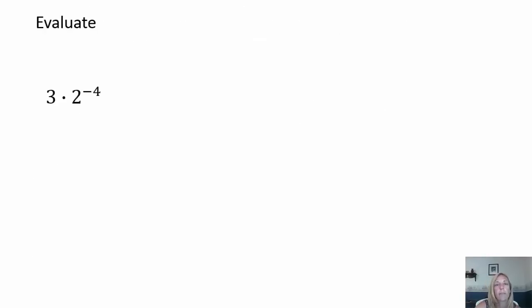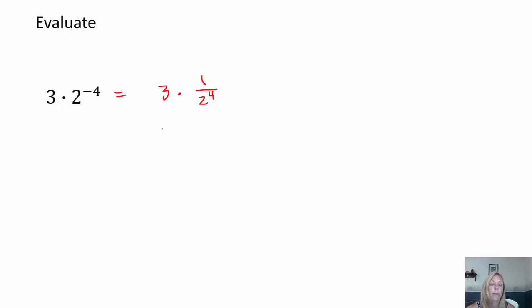Now I want you to go ahead and evaluate this. This is 3 times 2 to the negative 4th power. I can go ahead and rewrite this as 3 times 1 over 2 to the 4th power because I want to rewrite it as a positive exponent. There's no way I can figure that out with that negative exponent being there, because I have no idea how to evaluate that. So now I'm going to multiply straight across.